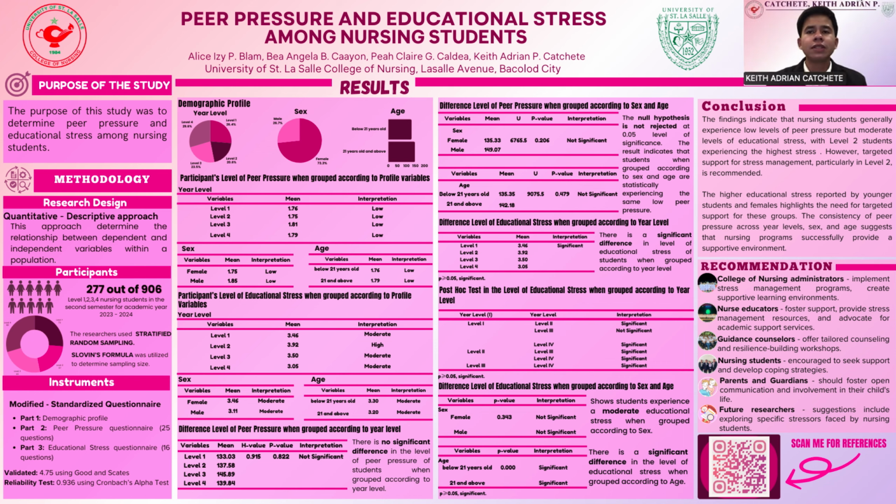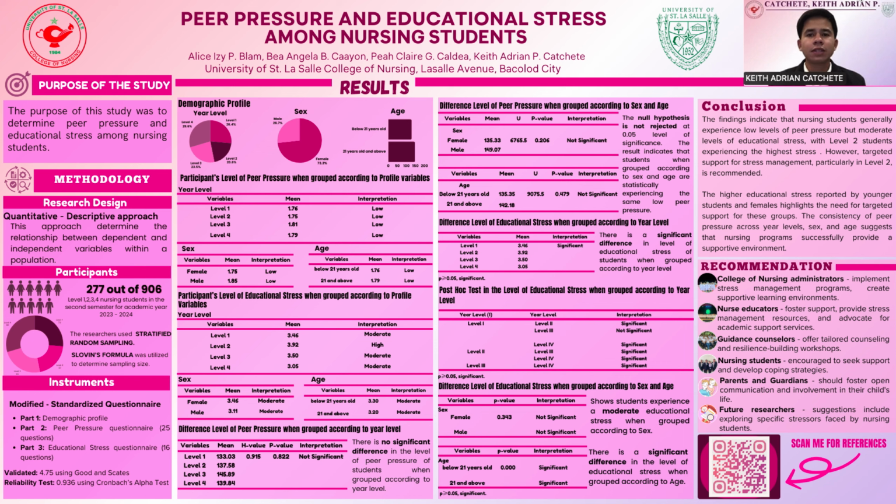For the different level of peer pressure when grouped according to year level, there is no significant difference in the level of peer pressure of students when grouped according to year level, H value of 0.915 and P value of 0.822. The P value of 0.822 is greater than the significance level of 0.05.